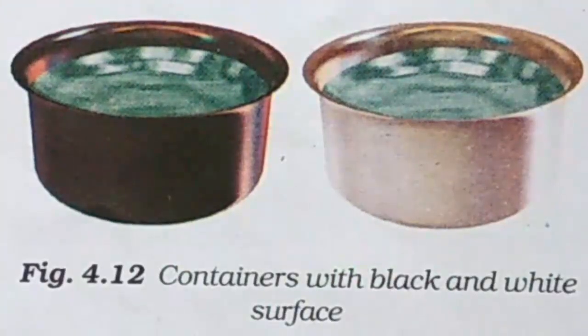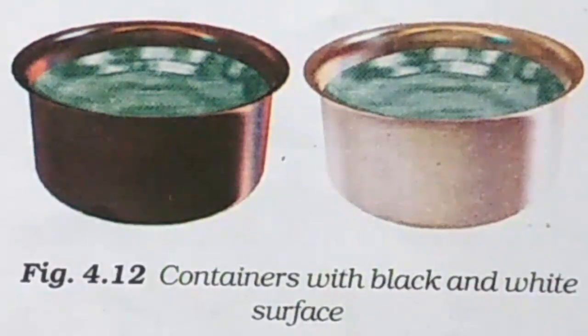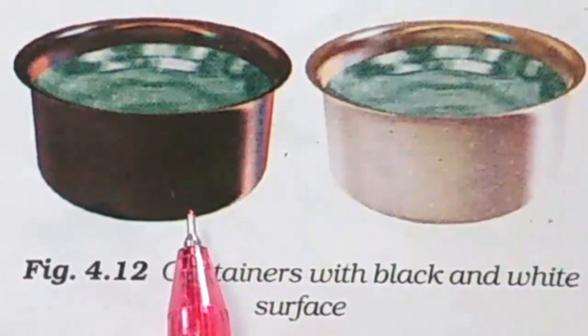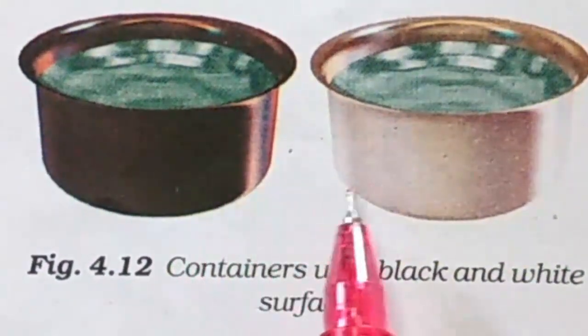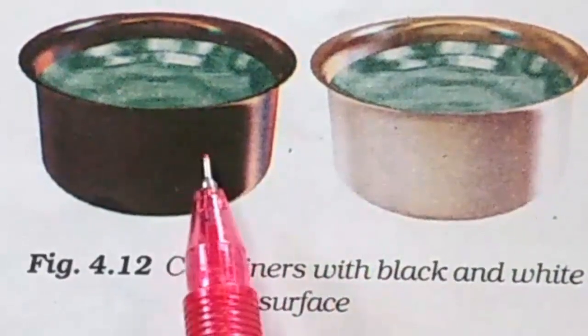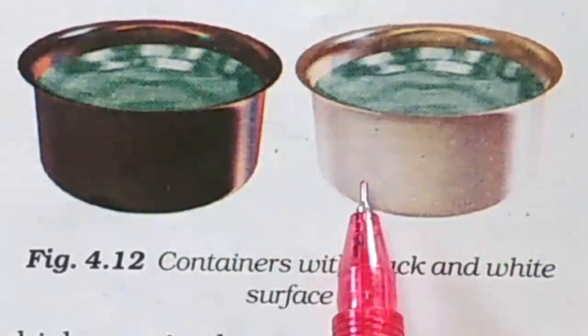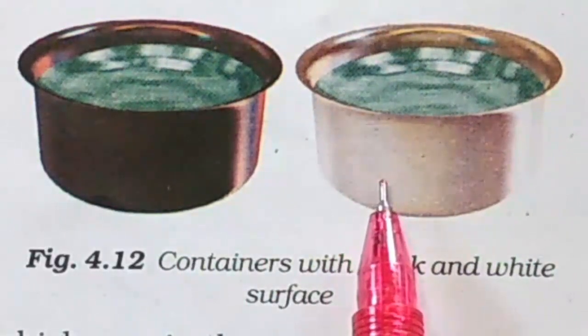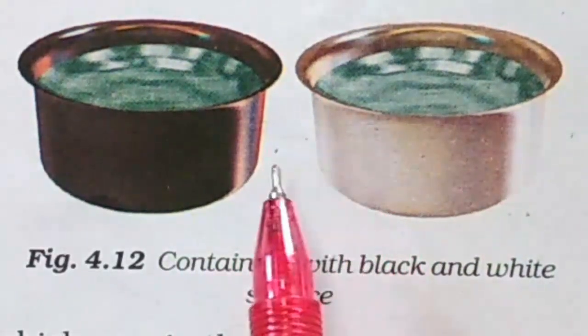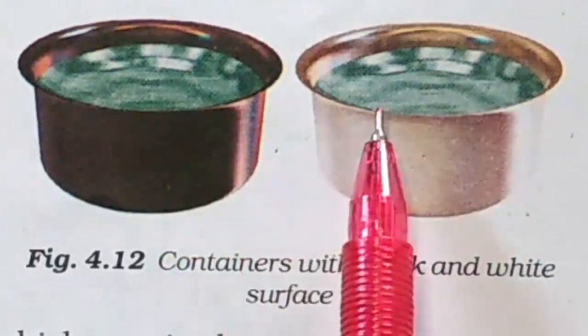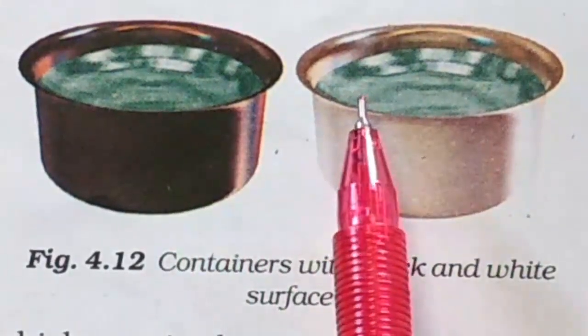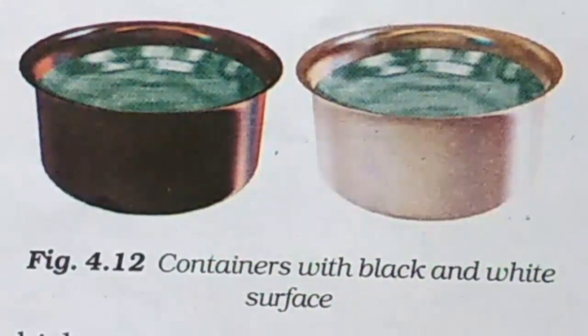We can do another activity. In this activity, we will take two containers of the same size and shape. One container will be painted black and the other will be painted white. And we will put the same amount of water in both and heat them under similar flames.